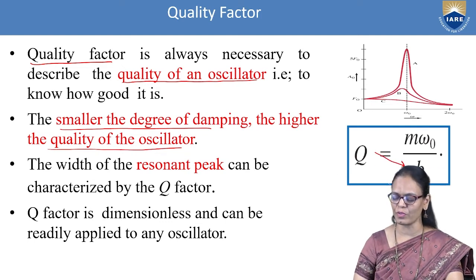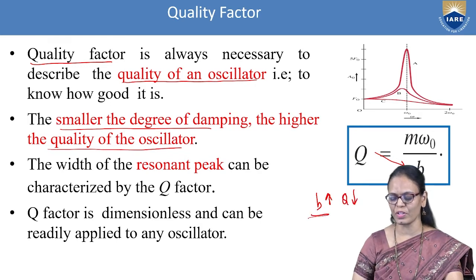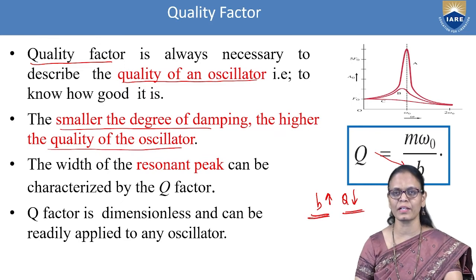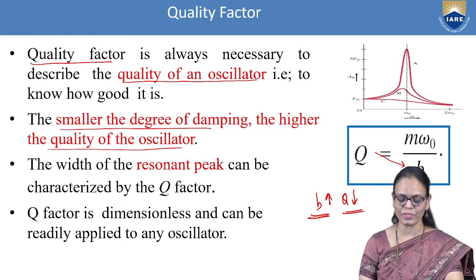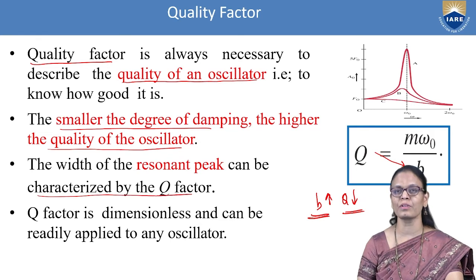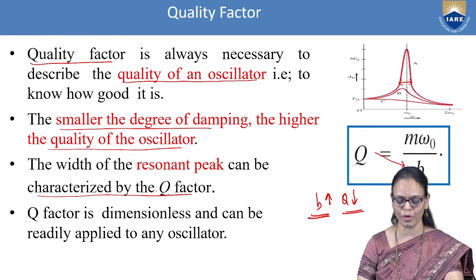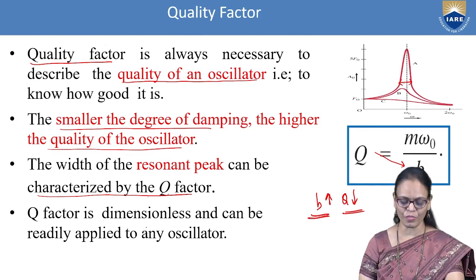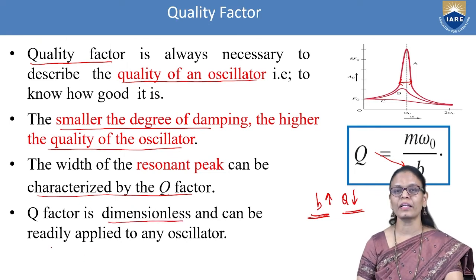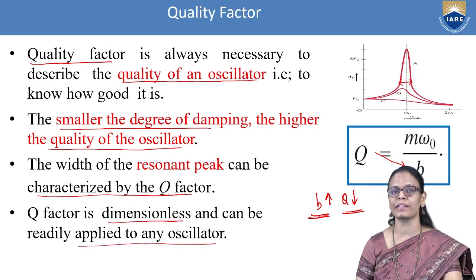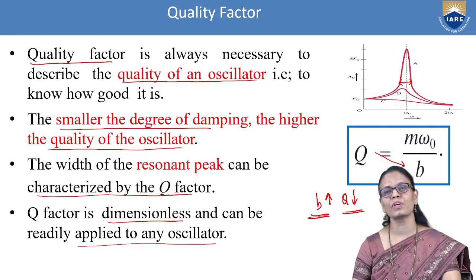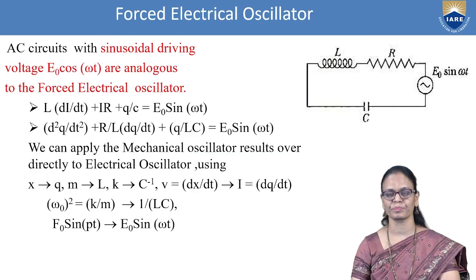So if the value of B increases, Q decreases. If the damping increases, the quality factor decreases, and the quality of the oscillator decreases. And the width of the resonant peak can be characterized by the Q factor. So you can also define the width of the peak; it can be calculated with the help of the Q factor. And this Q factor is dimensionless, and it can be readily applied to any oscillator. You can apply this formula for any type of oscillator.